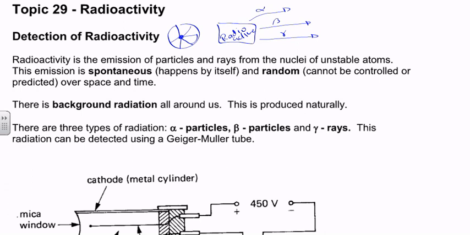Now, there is background radiation around us all the time. If you have a brick wall in your house and so on, then you can get radiation from that. You can get radiation from the sun and so on. There are three types of radiation: alpha, beta, gamma, and these can be detected using the Geiger-Müller tube. Okay.